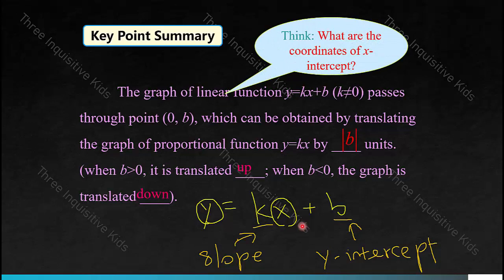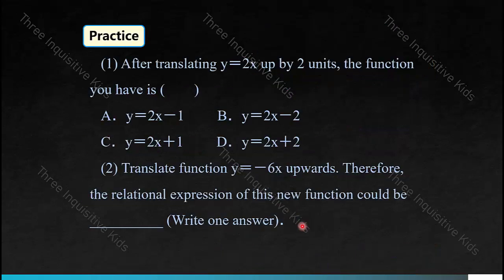So then think, what would the coordinates of the x-intercept be if the y-intercept is (0, b)? Well, that would be (-b/k, 0).